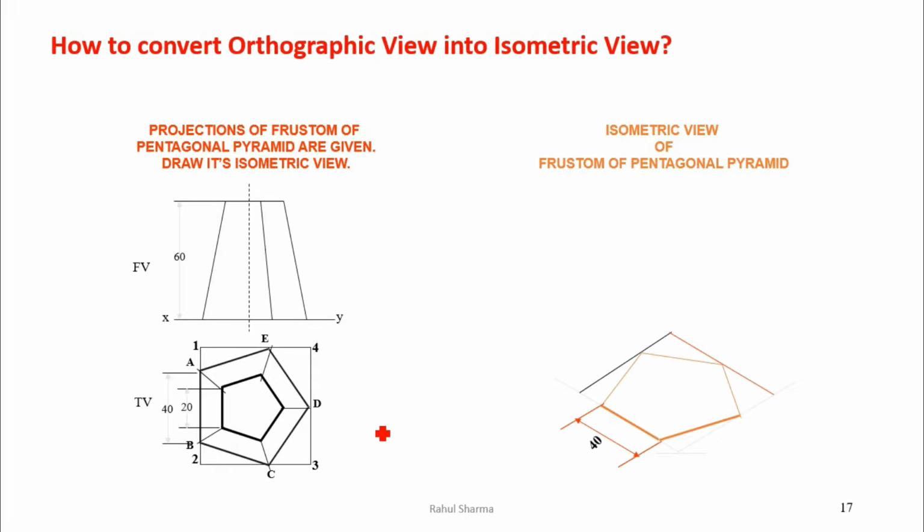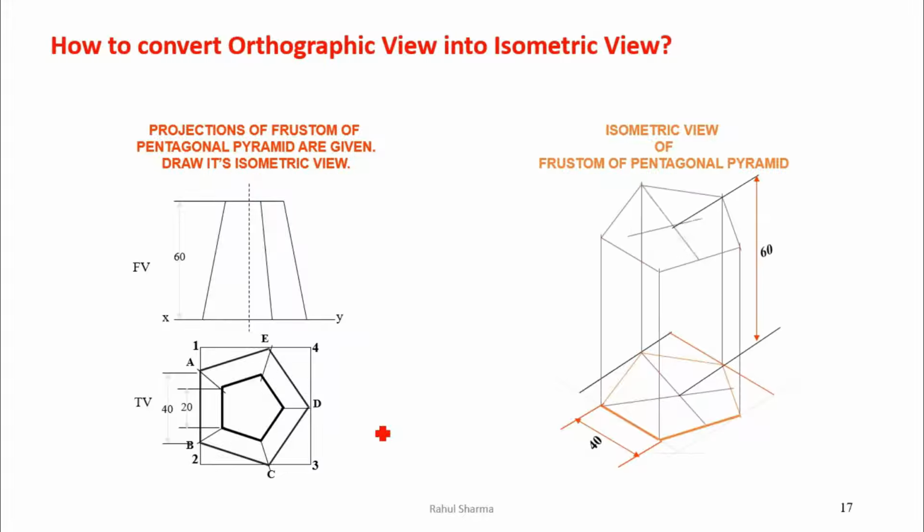First we will make the pentagon at the base with the given dimension, then we draw the pentagon at the top, but we know that the upper pentagon is having smaller size. So at that we will make the smaller pentagon and we will make the object like this, right?